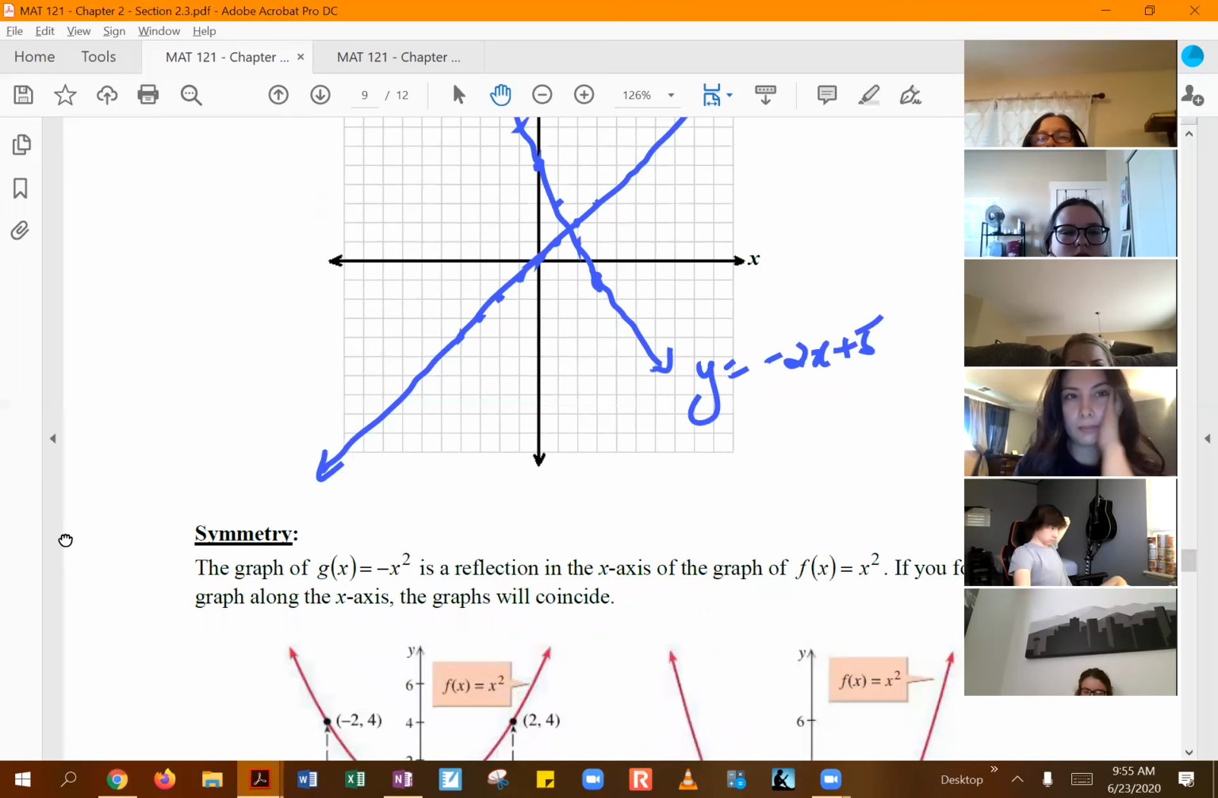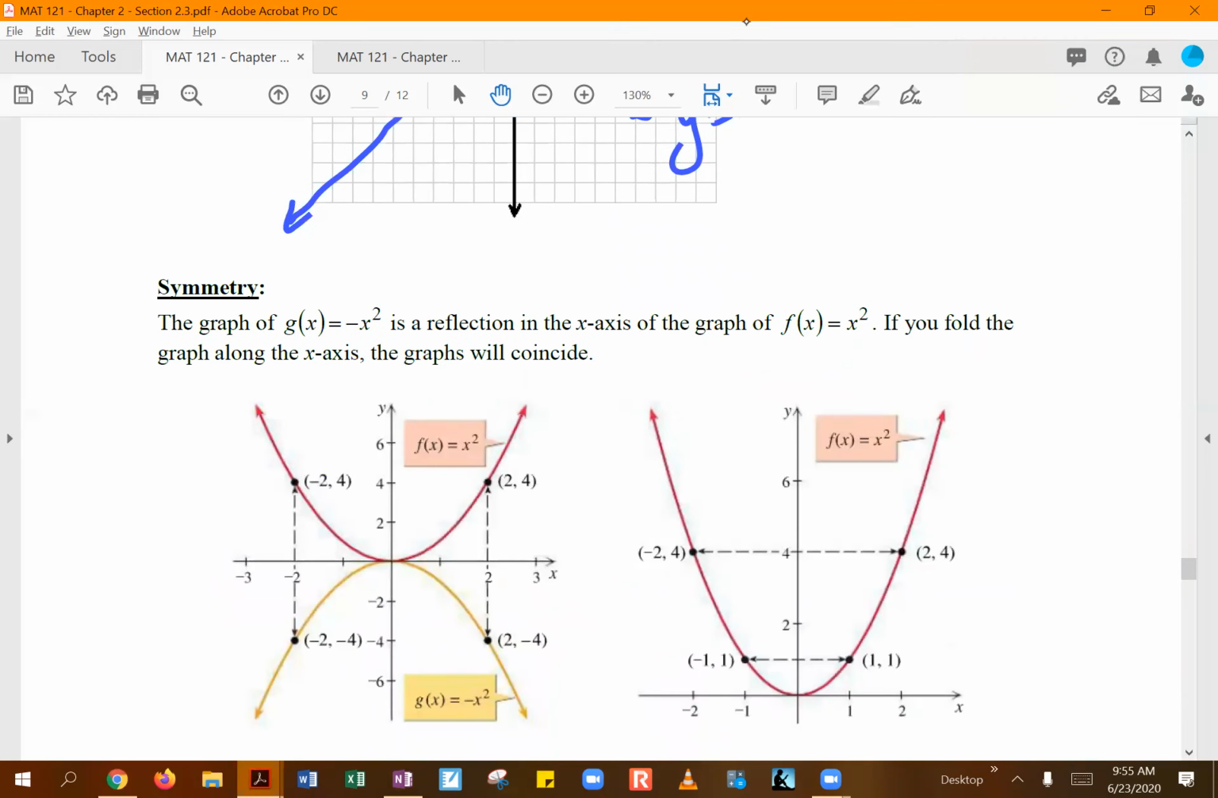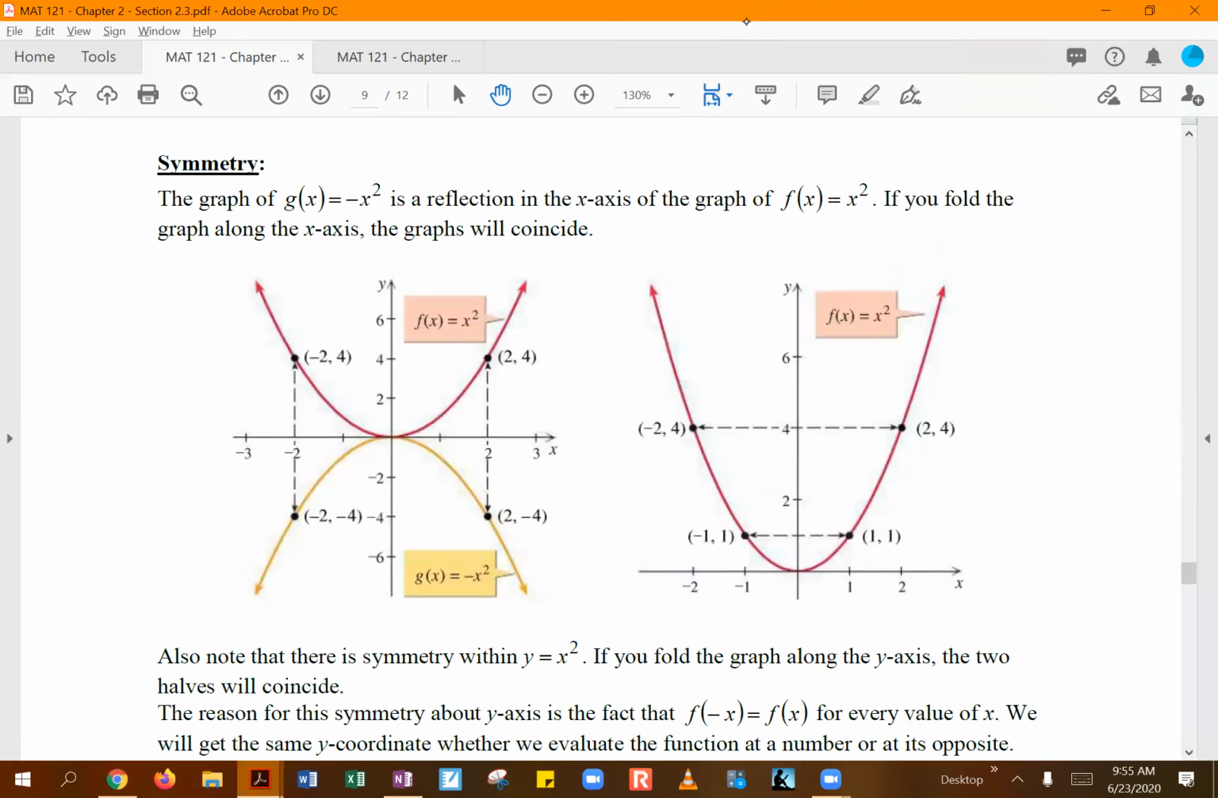Alrighty, let's take a look at symmetry here. Now, when we are talking about symmetry, of course we have symmetry in terms of reflection also, because if you're just reflecting the graph on the x-axis like we did with all of these examples over here, if you fold your graph along the x-axis, basically the two graphs will coincide.